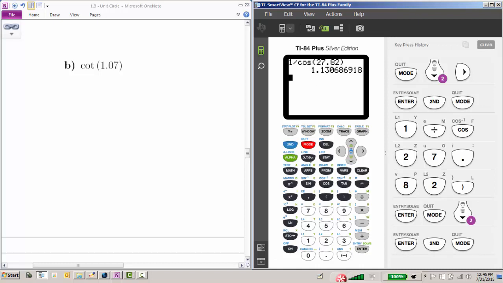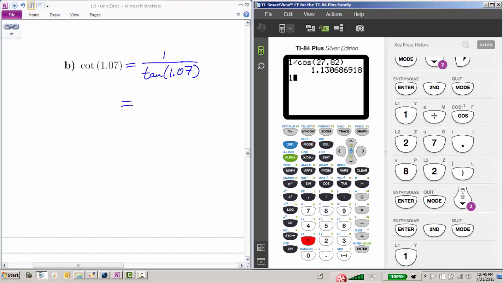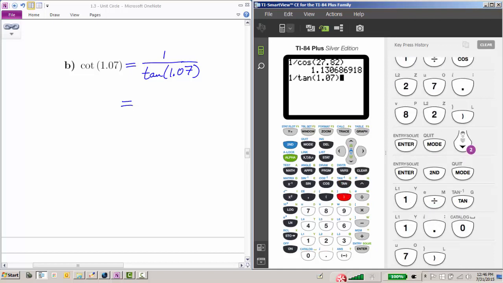Quit to the home screen. And again, this is a function, the cotan function, that is not built in, meaning that there's no cotan button. But that's not a problem since cotan is the reciprocal of tangent. So this is equal to 1 divided by tan of 1.07. And now going back to the calculator, 1 divided by tan 1.07 is 0.5473 approximately.